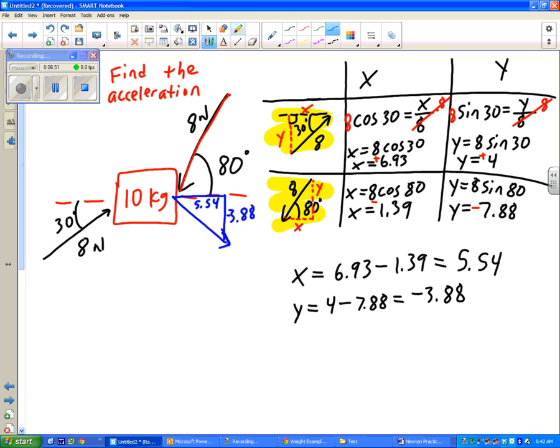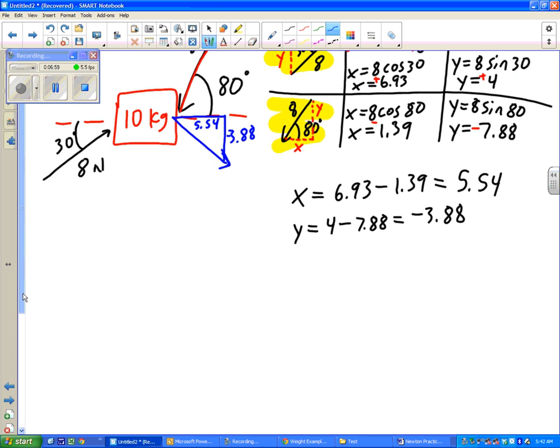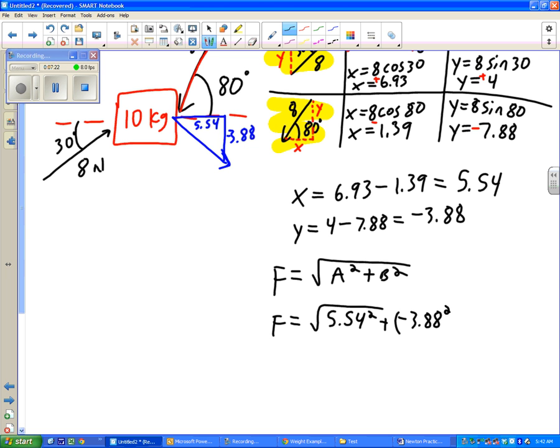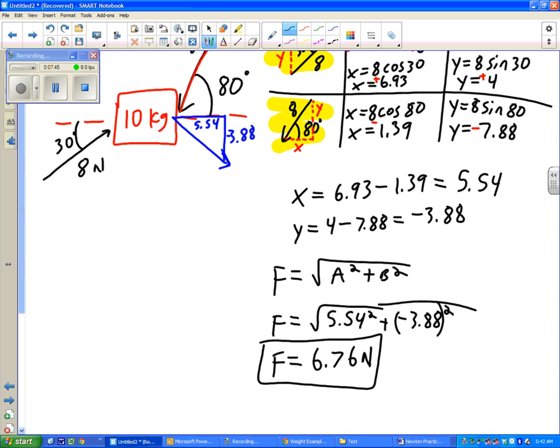So to find this hypotenuse, I have the x and the y, so I am simply going to use the Pythagorean theorem. So my final force is going to be equal to the square root of a squared plus b squared. That's my final force. It's going to be equal to the square root of 5.54 squared plus negative 3.88 squared. So my final force is 6.76 newtons. So that is the final force by adding those together.